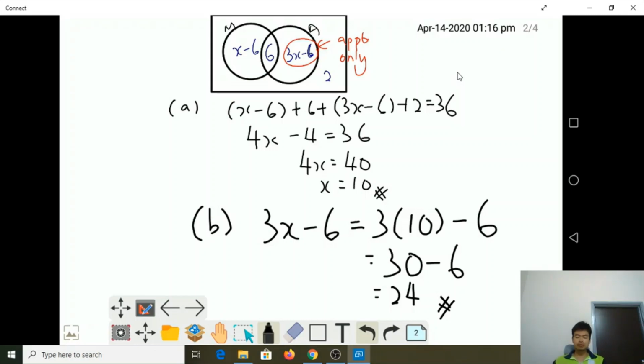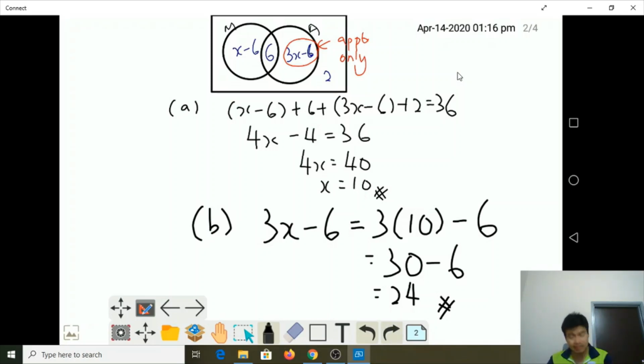So the steps, remember the steps. First step, list down all the information clearly, with the keyword only where necessary. Second step, draw the Venn diagram. Fill in the information from inside to outside. Third step, solve your problem. Alright?